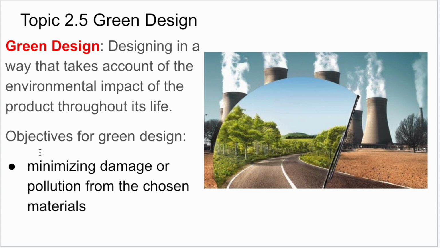Objectives for green design can also be minimizing damage or pollution from a chosen material. So you choose one material that is less damaging. For instance, rather than using, say, styrofoam, you would use cardboard. Or rather than using ABS, you might use PLA or something like that. Something that is less damaging than other choices. So try to think about that as you are picking materials for your designs.